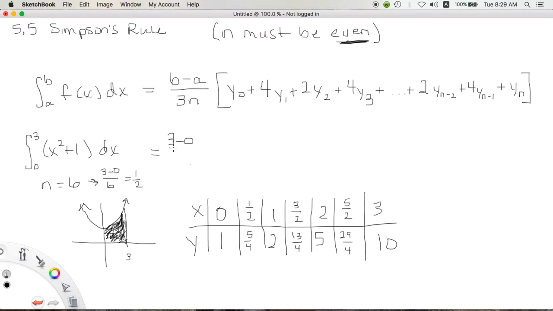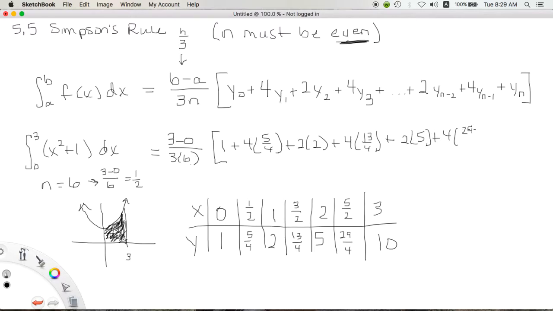So we've got (3 minus 0) over 3 times 6. You can also do this as just the h over 3. I'll write that here since we erased it. So you could say 1/2 divided by 3, which would give you the same answer. And then we plug in our values: 1 plus 4 times 5/4 plus 2 times 2 plus 4 times 13/4 plus 2 times 5 plus 4 times 29/4 plus 10. Remember our coefficients: 1, 4, 2, 4, 2, 4, 1. Add it all up, simplify it all down, and you get 12.